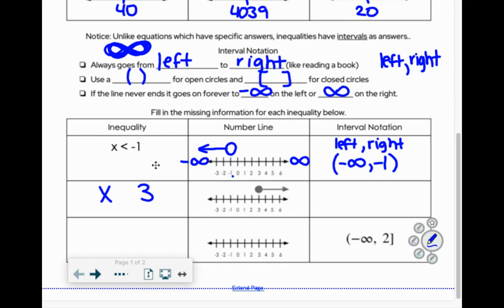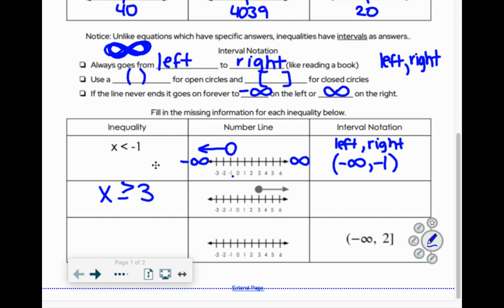Which one goes to the right? Greater than or less than? Yeah, greater than. Or equal to, because we have a closed circle. I'll leave that equals to, but I won't leave it. So if I try and fix it, it'll just make it worse.